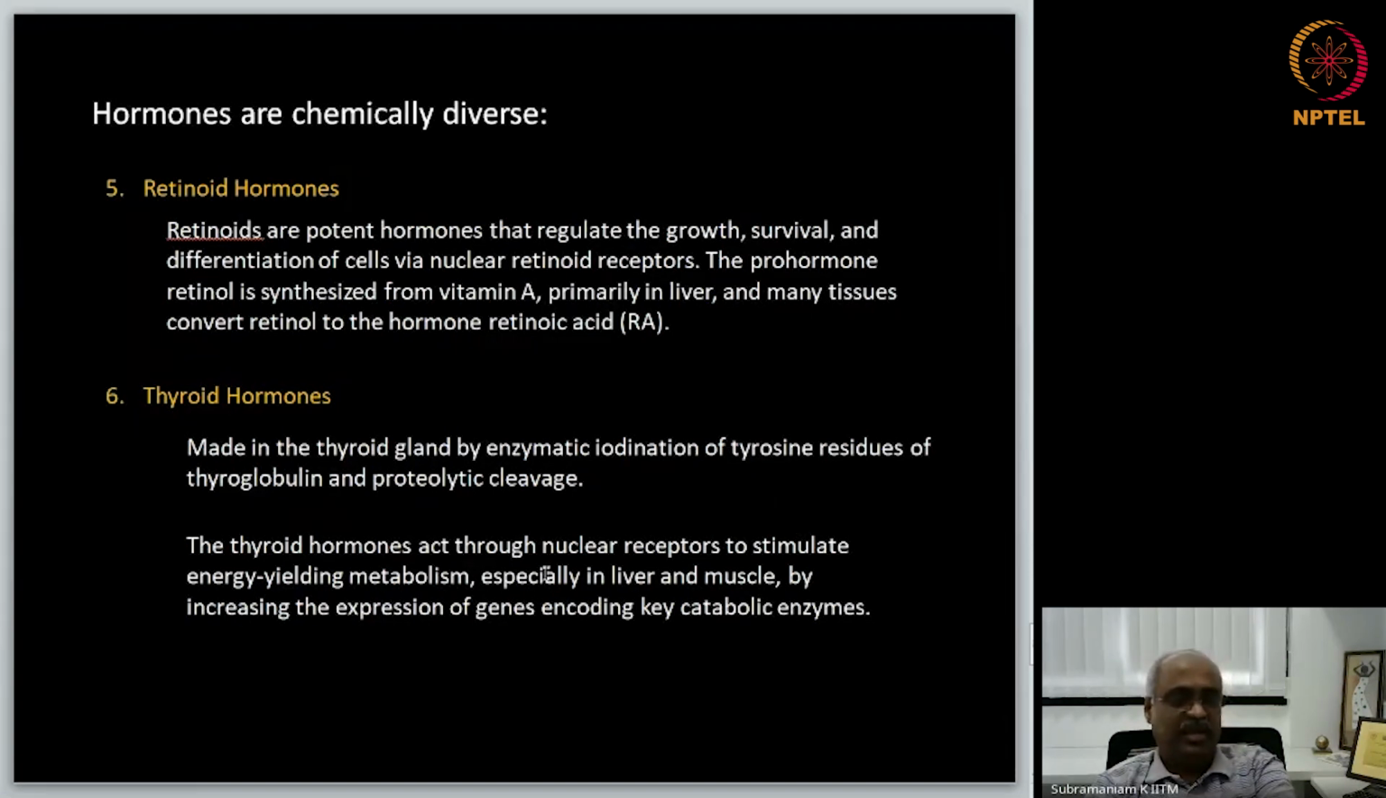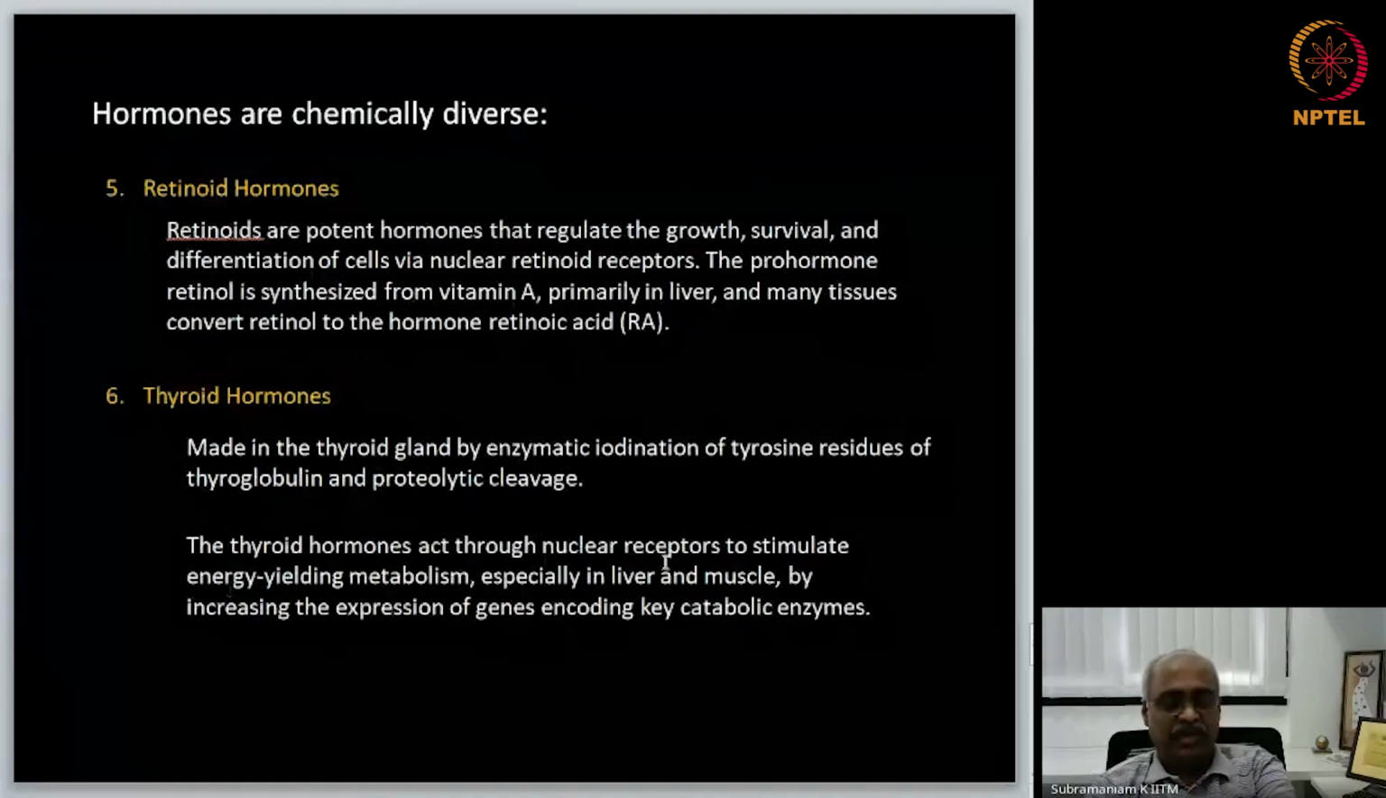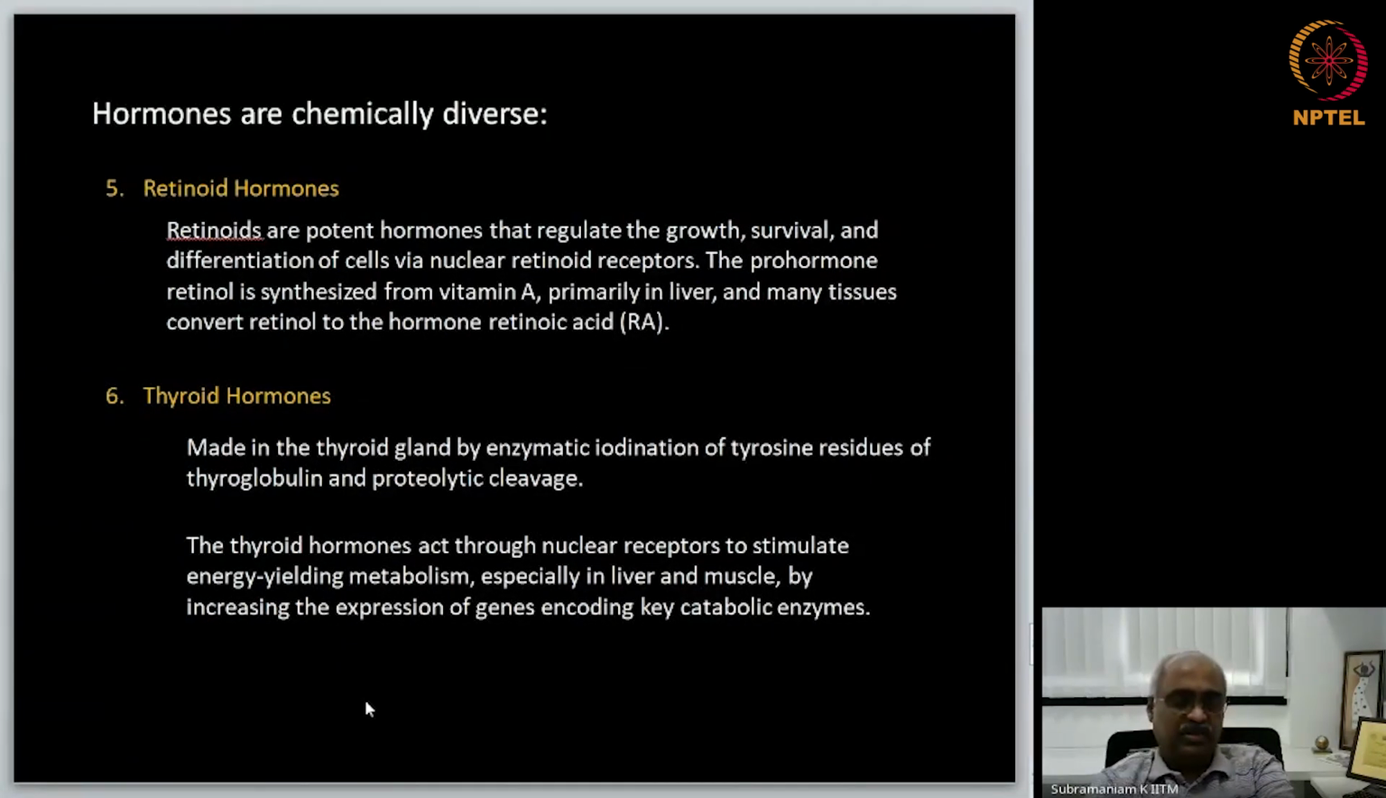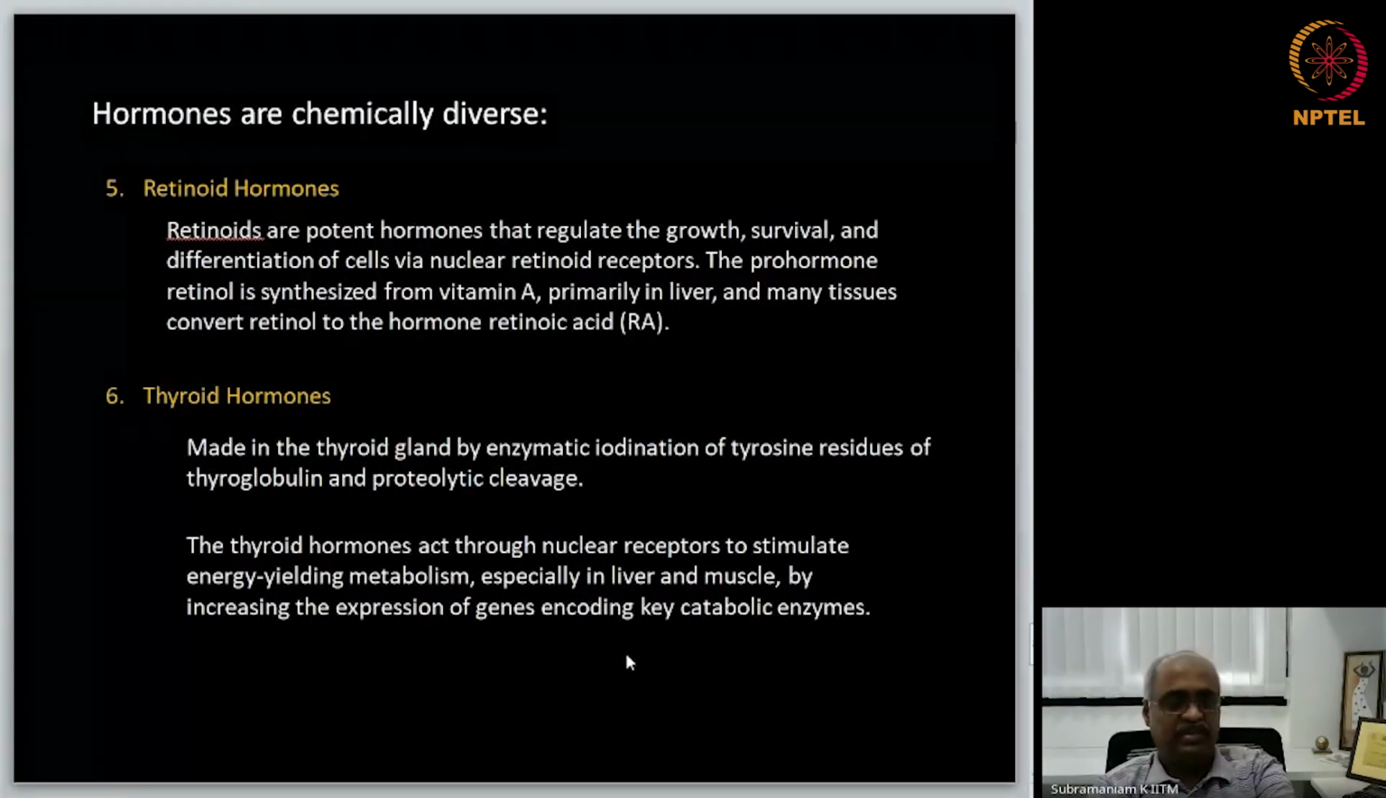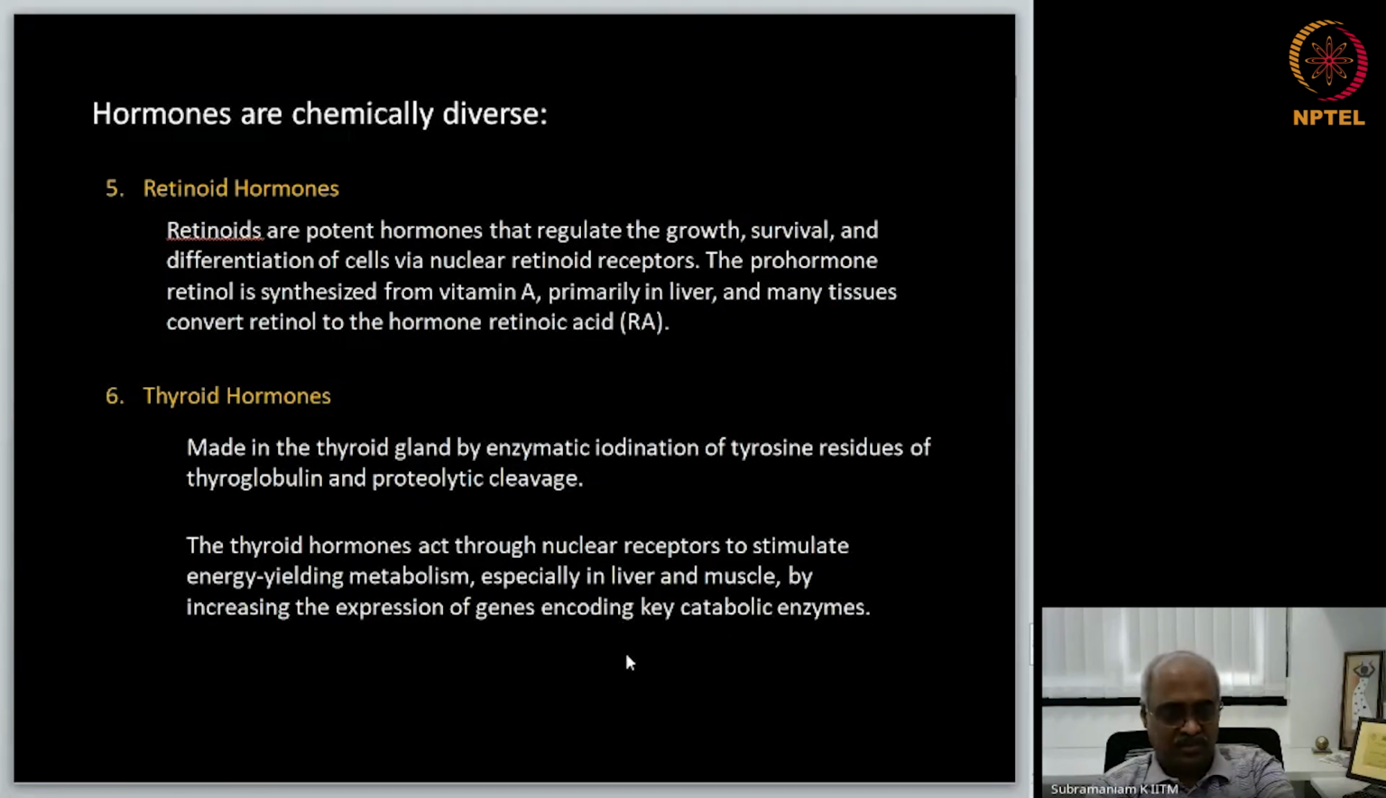And these again are hydrophobic and directly go through the membranes and bind to nuclear receptors to stimulate metabolism, essentially energy yielding catabolism in liver and muscle. And since it's in the nucleus, they do it by activating gene expression of genes that encode these catabolic enzymes.